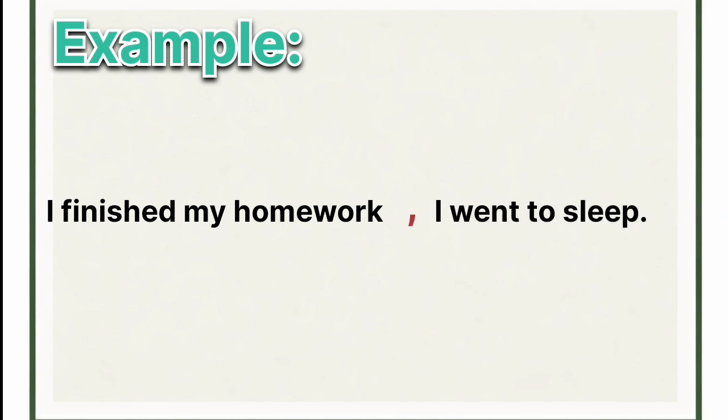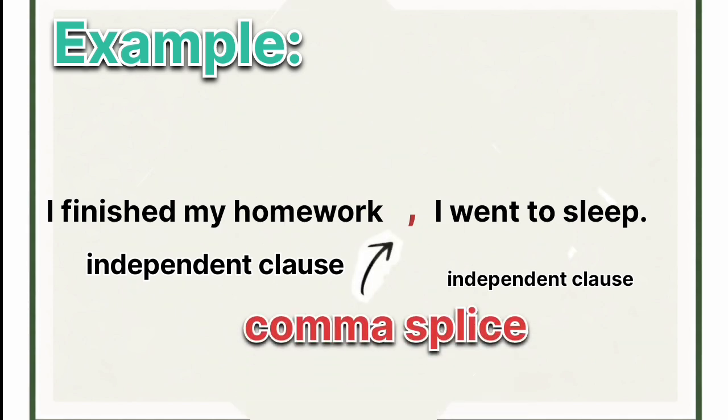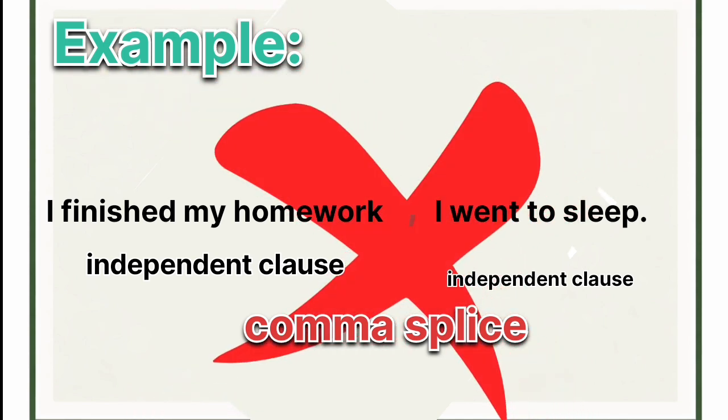In this example, we have two independent clauses. The first one is I finished my homework, and the next one is I went to sleep, and they are joined together with a comma. So this comma, we call it a comma splice. Maybe new learners may think that this is correct, but actually it's not. Why? Simply because the comma is not strong enough to join those two independent clauses.